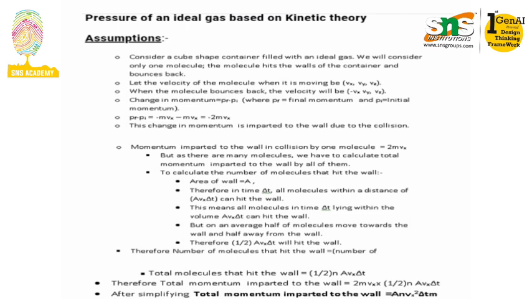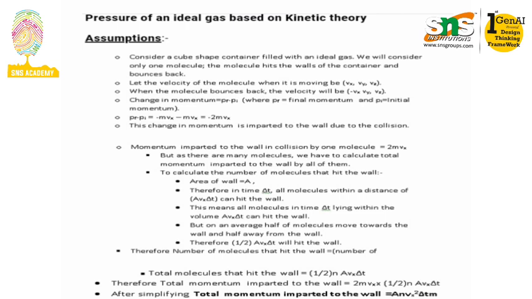So the change in momentum will be equal to final momentum minus initial momentum, which is minus m Vx minus m Vx, equal to minus 2 m Vx. This change in momentum is imparted to the wall due to collision. So the momentum imparted to the wall in collision by one molecule is equal to 2 m Vx, but as there are many molecules, we have to calculate the total momentum imparted to the walls by all of them.